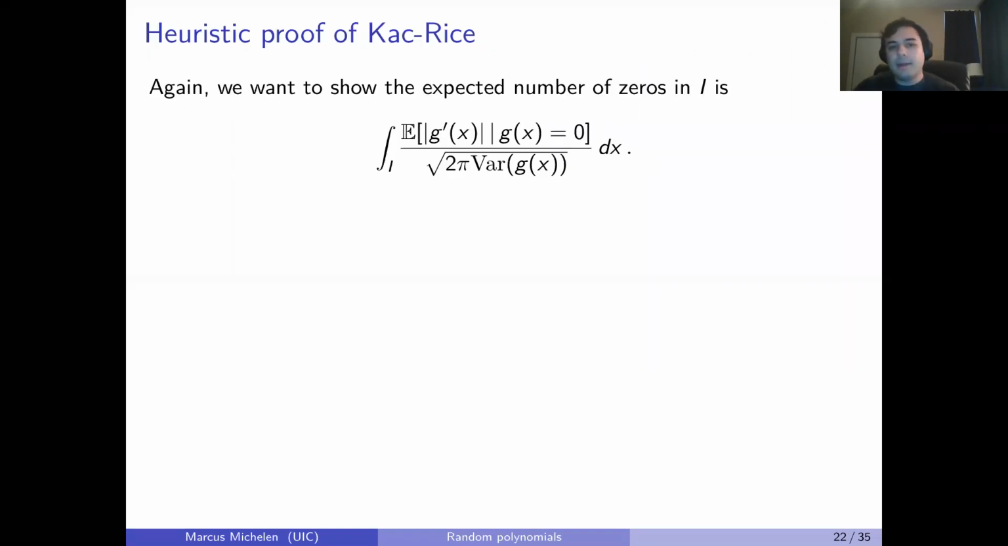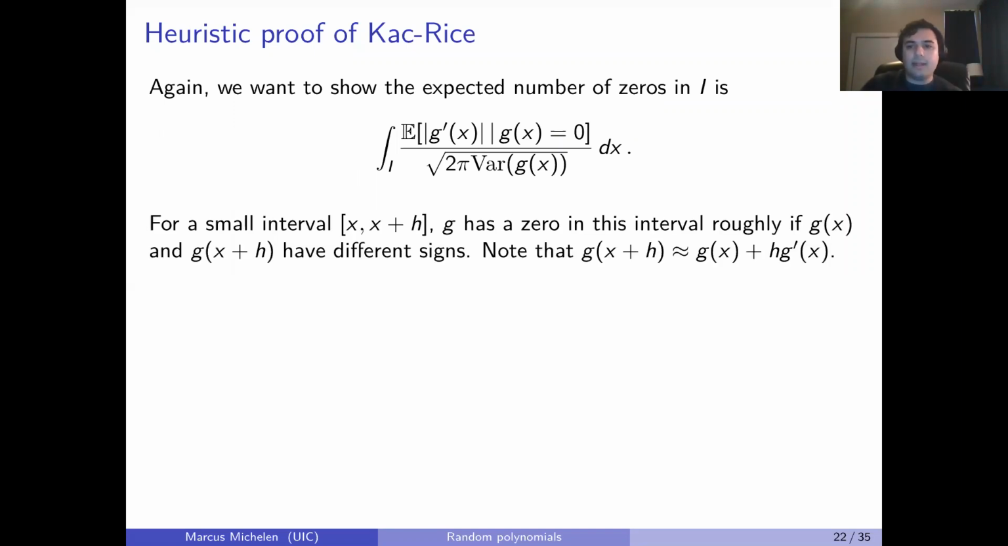So let's remember, we want to show the expected number of zeros of some Gaussian process in I is going to be this exact integral. So we're going to end up using a linearity of expectation here. So I'm going to count the number of zeros in small intervals and then add these up for a bunch of small intervals. So first, if I give you a small interval, the probability I have a zero in that interval is going to roughly be the probability that we change signs on that interval. So that just means that the value of g on the left and the value of g on the right are going to have different signs.